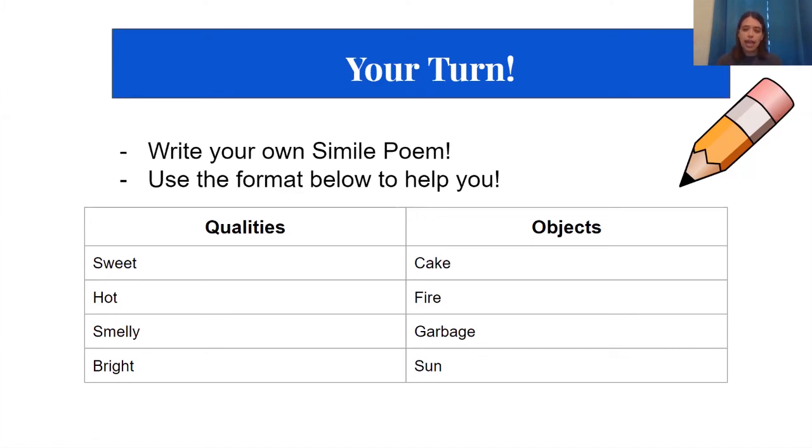So I want you to take some time, pause, and pick your topic, whatever you want to write about. Write some of the qualities it could have, and then write some objects that have those same qualities, so that you can compare what you're writing about to that other object. Again, you can compare mom to cake because she's sweet, or mom to the sun because she's bright, okay? I know it can be a little tough. Try it and see what happens, okay?